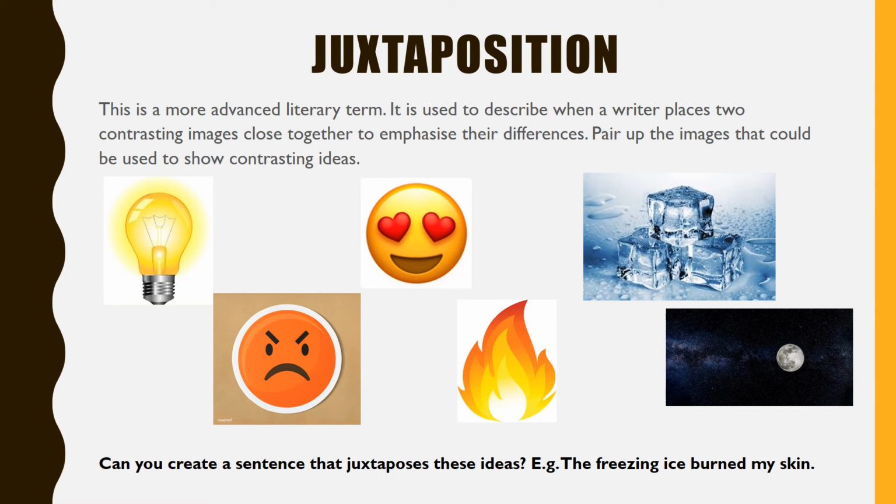What we'd like you to do is pair up the images that could be used to show contrasting, meaning opposite, ideas. Once you've done that, can you create a sentence that juxtaposes these ideas, so shows them in a close proximity to each other to emphasise their difference? The one I've done for you is this. The freezing ice burned my skin. In this sentence, we've got the freezing ice and the idea of burning, normally associated with fire or heat. This shows just how cold the ice was by the fact it burned my skin.